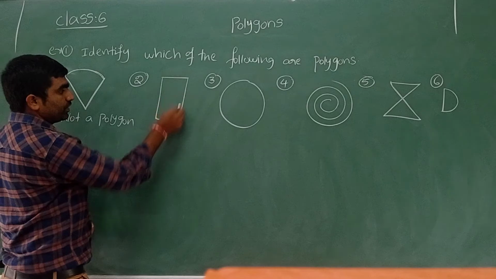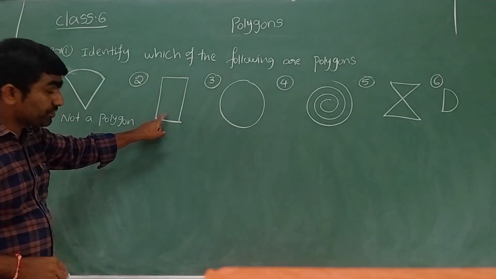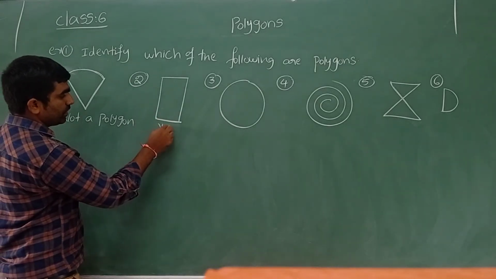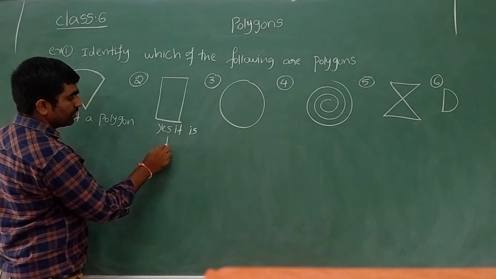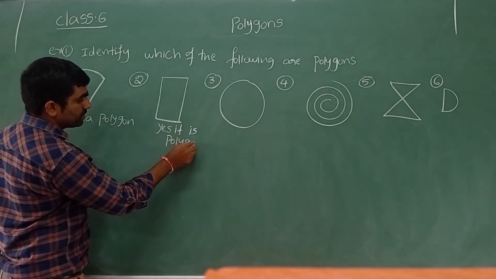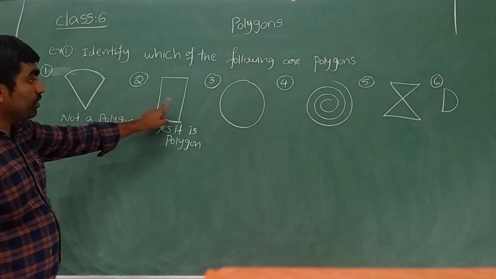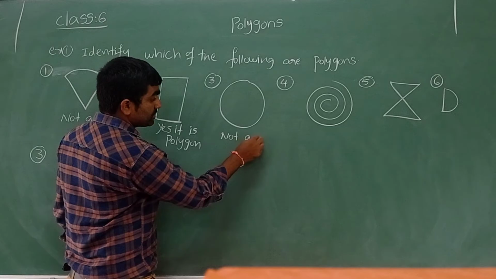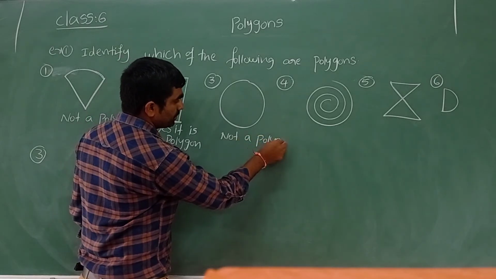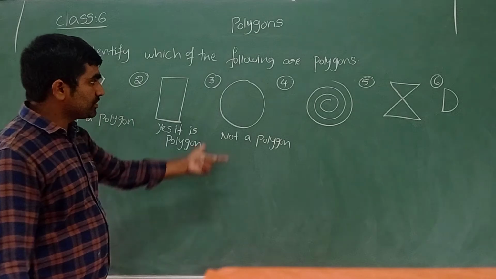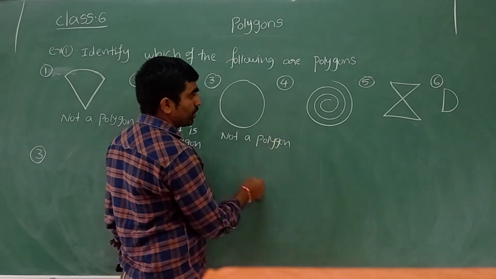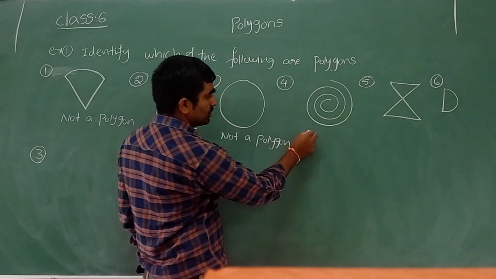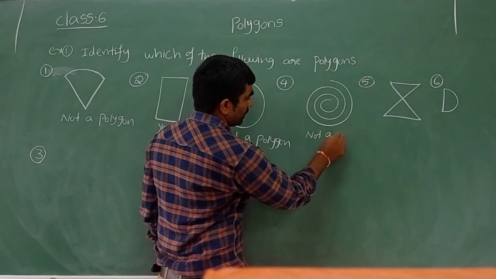Yes, you can see here 1, 2, 3, 4. It is a closed figure bounded by only line segments. It is called a polygon. What can we write now? Yes, it is a polygon, because it is a closed figure bounded by only line segments. What about this? Not a polygon. Why is it not a polygon? It is a closed figure, but it is not bounded by line segments. It is bounded by only a curved part. So it is not a polygon. What about this? First of all, it is not a closed figure. So it is not a polygon.